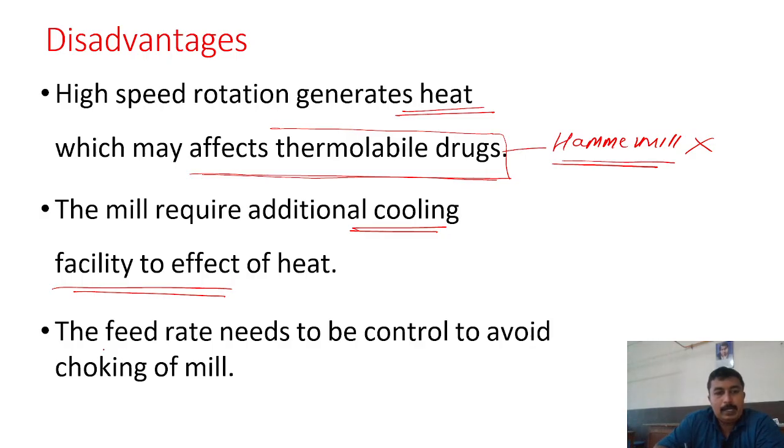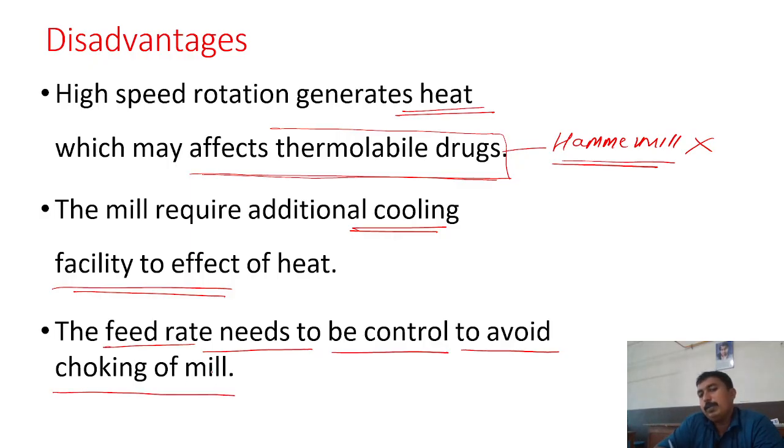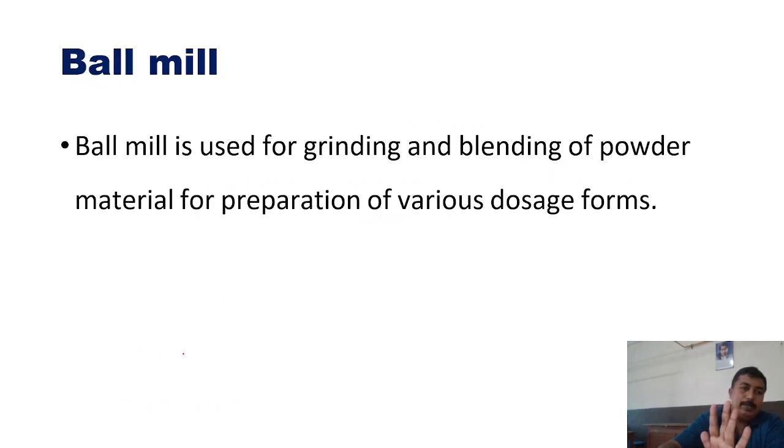Feed rate: at what rate you feed the material into the hammer mill must be controlled, because excessive loading of the hammer mill may cause choking of the mill. That's why it is very essential to control the feed rate of the material into the hammer mill through the hopper, because if you do not control the feed rate, that may cause choking of the mill. That's why it is very essential to control the feed rate.